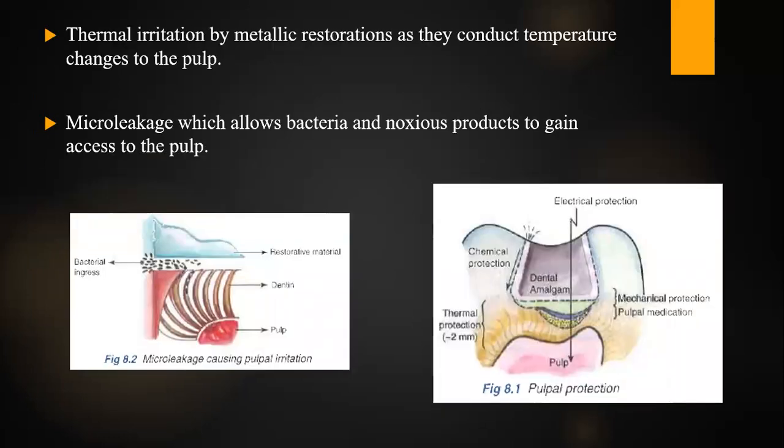Then, thermal irritation by metallic restorations, as they conduct temperature changes to the pulp. Then, microleakage, which allows bacteria and noxious products to gain access to the pulp.